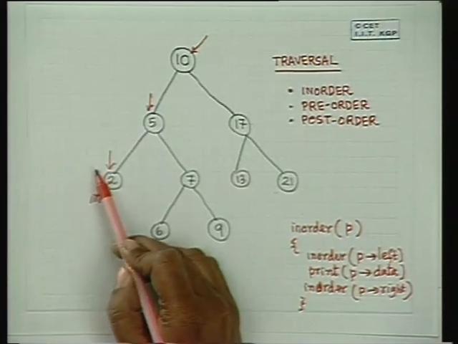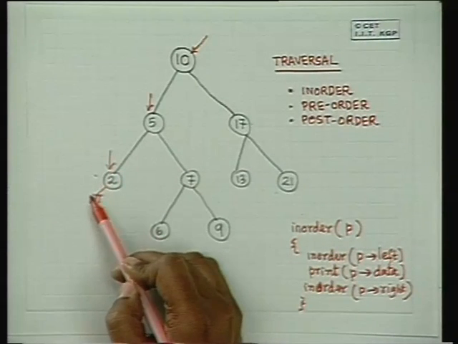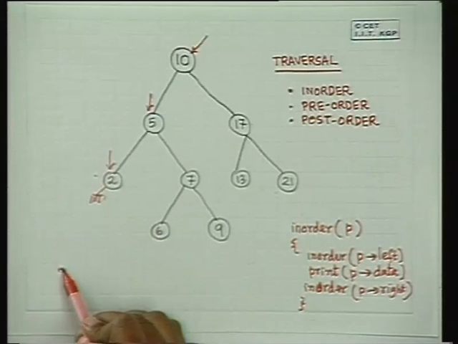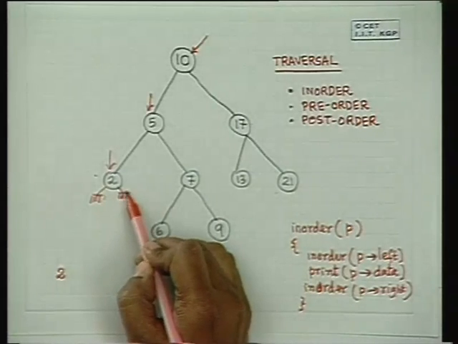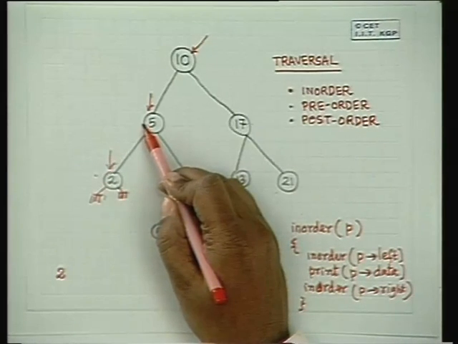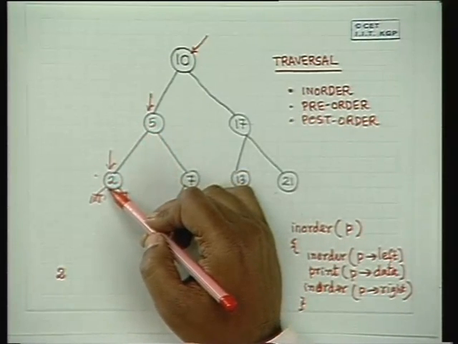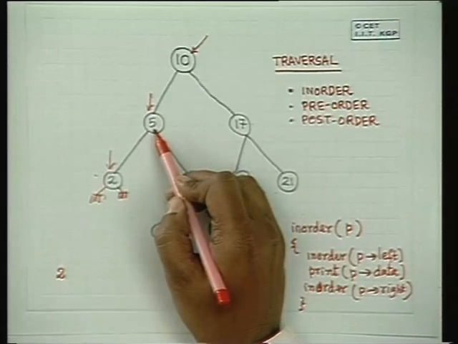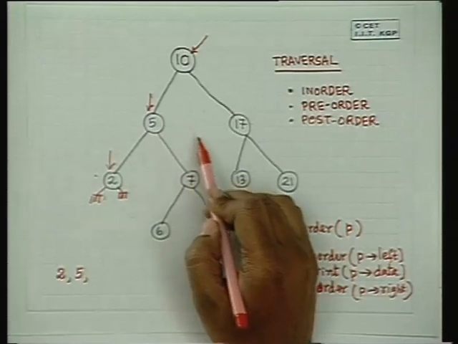If it is null, we don't do anything, we go back. So the call here has done its left part, it will do this. So it will print 2. Then it will do the right part, which is null, which returns. So it returns back here. That means the call to this node has completed its left part. So it will print the node. So 5. And it will call it to the right.